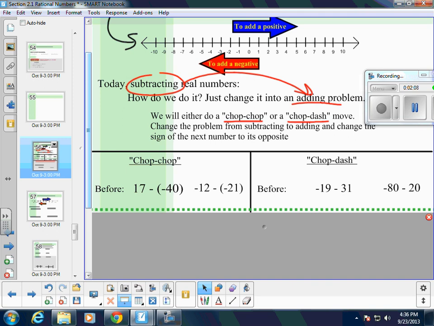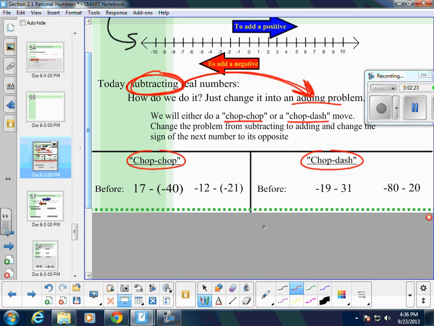So again, here's what happens in my methods when you do either a chop chop or a chop dash. Here are some example problems where you might execute one of these moves. And just remember the main idea and why we're doing this: we're changing a subtraction problem into an adding problem, because then we can use one of our strategies for adding negative and positive numbers. So this first problem I have right here is 17 minus negative 40.